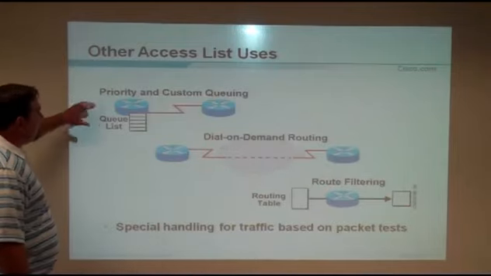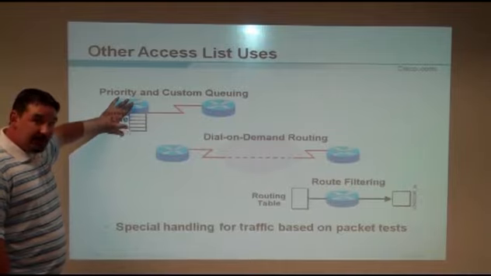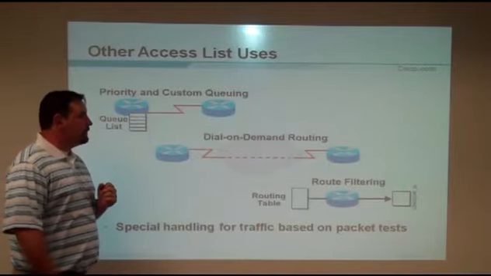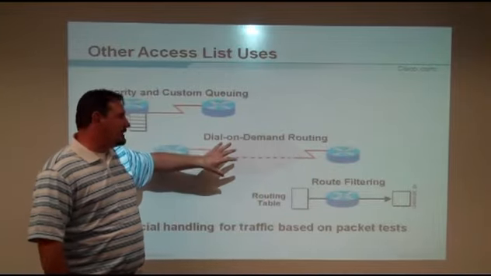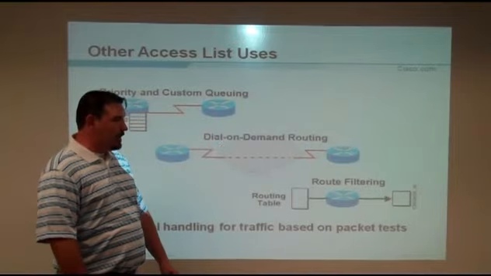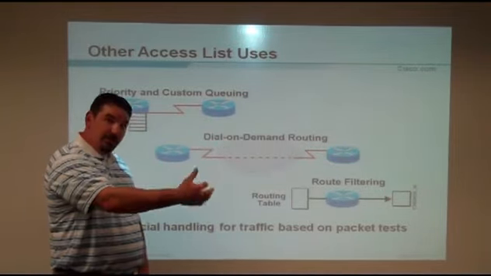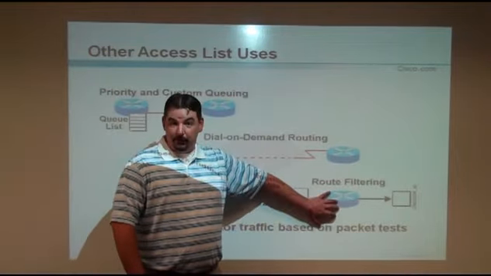We mentioned some other uses. We mentioned things like classification of our traffic in a quality of service environment to be able to do things like priority or custom queuing or low latency queuing. We can do things such as dial-on-demand routing. You see a lot of people utilizing this in a VPN type of situation. In a VPN, we can determine what is interesting traffic and what's going to be sent through and encrypted on that network. And obviously, we can also use it for things like route filtering as well.